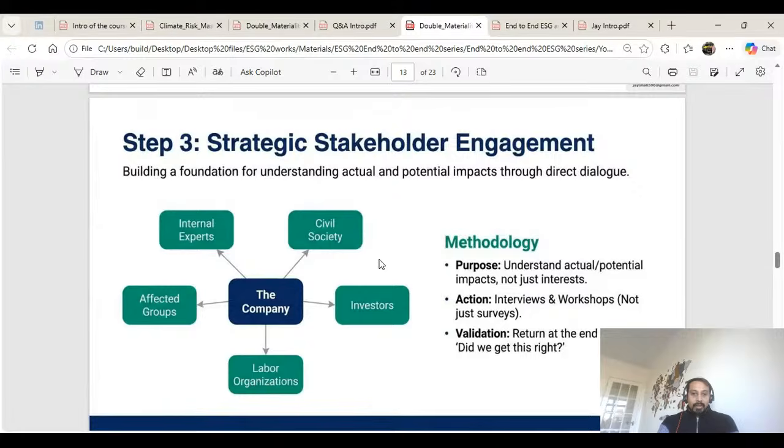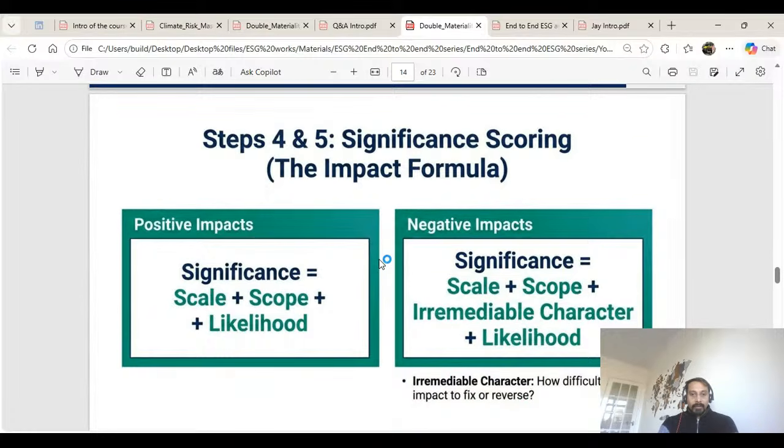Then we will have steps 4 and 5, which are significance scoring. Now we travel from qualitative analysis to quantitative analysis. We have done the context and guidance, that part of the vision, mission, and the business model. We have done our value chain mapping, which is upstream, downstream, and operations. Then we have done the stakeholder engagement. We decided that we are going to take a survey. We are taking interviews with this number of stakeholders, and now we have this whole stuff ready.